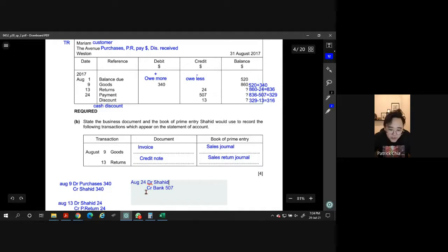On August 24, actually what happened was there's a discount, right? Can you see the $13 discount? So what's the double entry for the discount? So we are doing which discount? Discount received or discount allowed? Discount received is an income. So always CR.